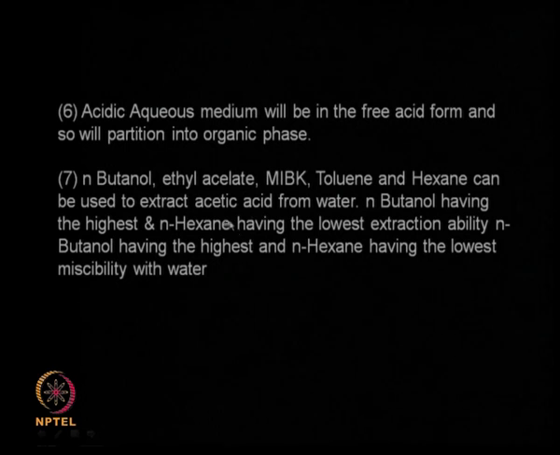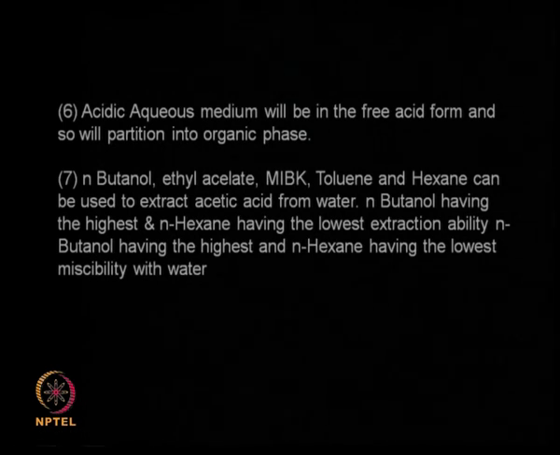If there are salts present, you have to select a suitable solvent at an appropriate pH so that your compound is stable and does not lose stability during the extraction process. Now if you have acetic acid in water and want to recover it, N-butanol, ethyl acetate, MIBK, toluene and hexane can be used to extract acetic acid. N-butanol will have the highest and hexane the lowest extraction ability, because N-butanol has the highest and hexane the lowest miscibility with water.